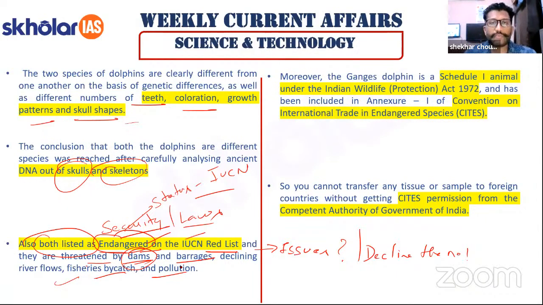So how do dams affect them? The flow of the river is disturbed, so their channel of swimming stops. It becomes less wide. Let us suppose this is a river. When you are constructing a dam, there are many issues which the lower stream animals or upper stream animals may face. For example, some of the animals come downwards to the downstream area to lay eggs.